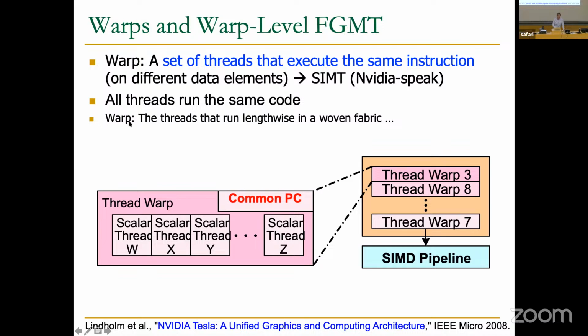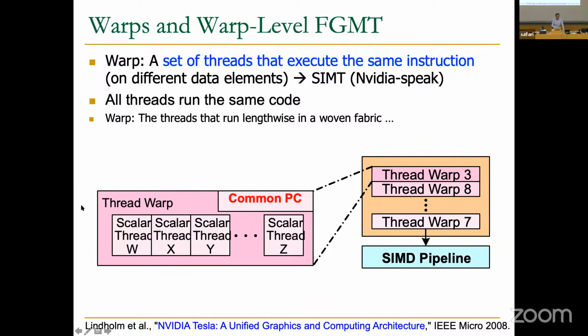Why is it called a warp? Because in English, warp happens to mean, when you're doing manufacturing of a fabric, like weaving this shirt, for example, these are the threads that run lengthwise in a woven fabric. So they basically decided that these are the threads, and each of them executes the same thing. Basically, when you're weaving this, all of the threads are doing the same thing, right? That's the idea, basically. That's the analogy. That's why they call it the warp.